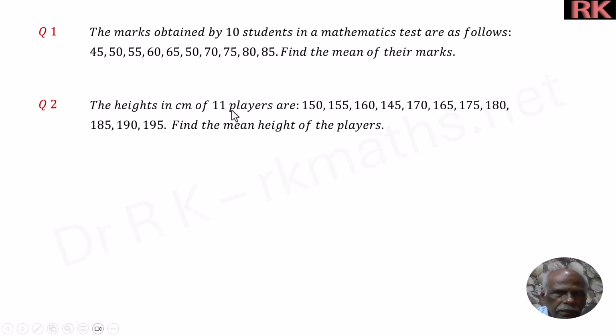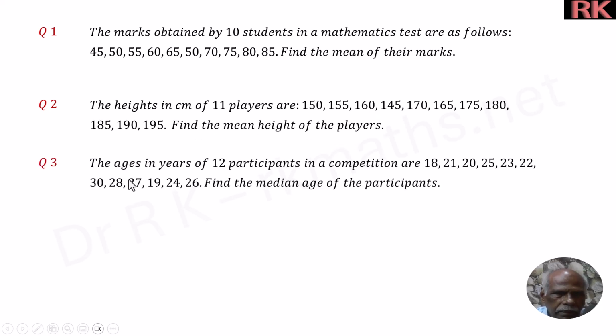The heights in centimeter of 11 players are given. You have to find out the mean height of the players. Ages in years of 12 participants in a competition are given. You have to find out the median age of the participants. Please note here it is not mean, it is median.